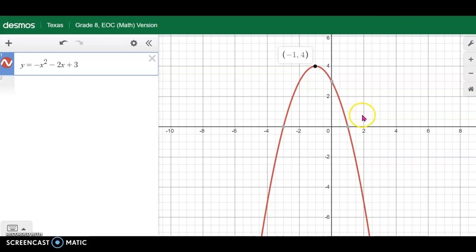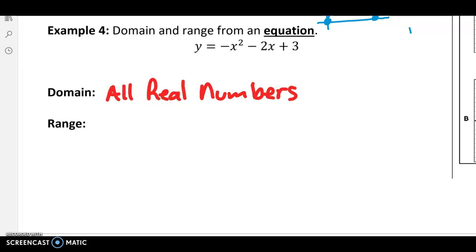Okay, let's draw a quick sketch of this. We have roots at 1 and -3. So I'm going to draw a quick sketch of what this looks like. Okay, right here at 1 and -3 are the roots. And then all the way up here at -1, 4 was the vertex. It looked something like this. Okay, and we could see it in the Desmos calculator.